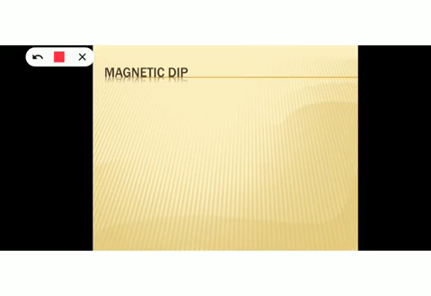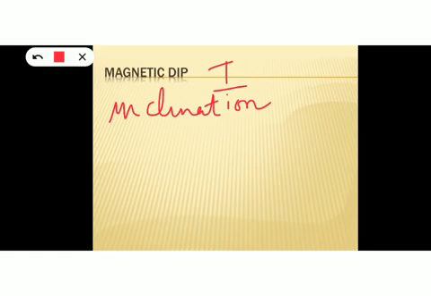Let's discuss magnetic dip. This magnetic dip is denoted by capital letter I. And this magnetic dip is also known as magnetic inclination. Now, what is this magnetic dip? It is the angle that the total magnetic field of Earth makes with its surface.